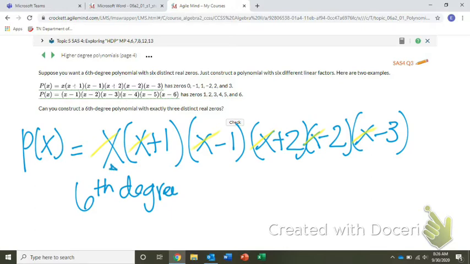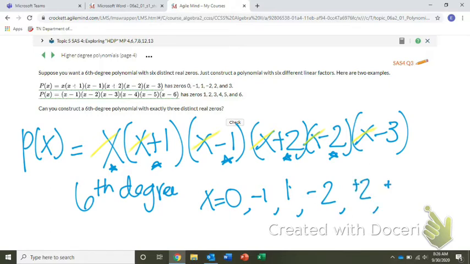So this first one is easy. We're just saying x equals 0. This one would be -1. This would be a +1. This would be a -2. This would be a +2. And this would be a +3. Okay? Same thing with the next one.